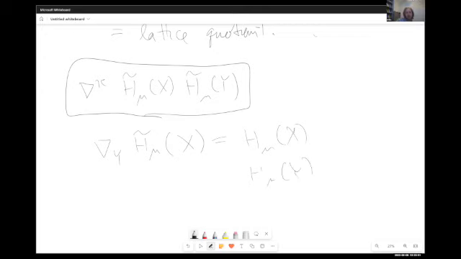Oh, this is my definition of an operator. So I'm defining nabla sub y to be the thing that multiplies h mu of x by, basically, just adding a different variable.